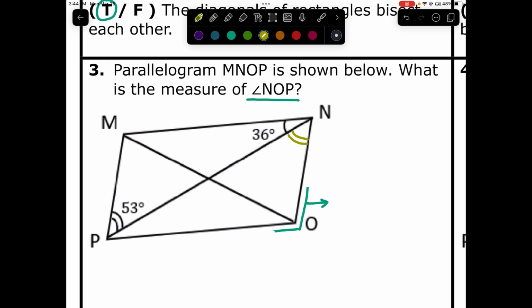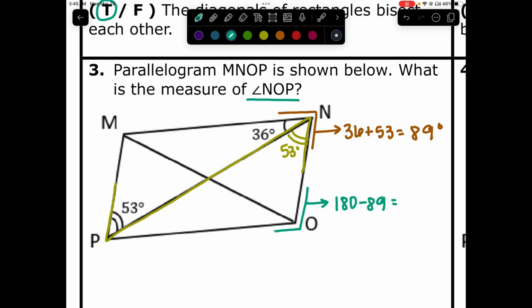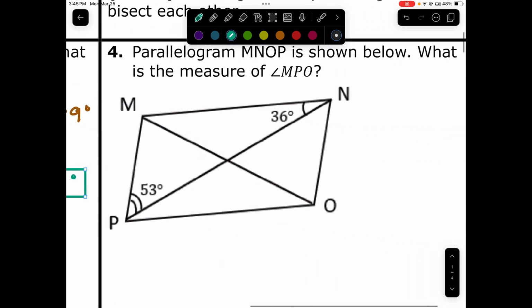This angle is 53 because it is alternate interior angles with the other 53 degrees. That's important because the measure of that entire angle N would just be 36 plus 53, which is 89 degrees. And so to figure out angle O, we would just take 89 away from 180 because those two angles are supplementary. And there you go. Go ahead and try number 4.